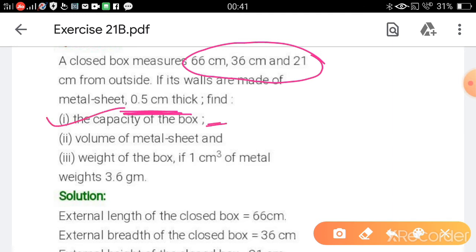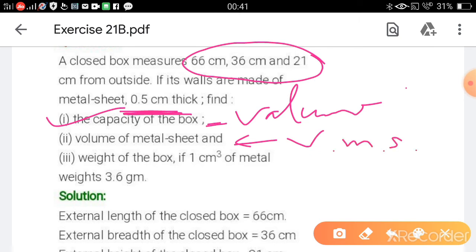We have to find the capacity of the box. That means we have to find the volume. Then volume of the metal sheet. Then weight of the box, if 1 centimeter cube of metal weighs 3.6 gram. So we have to find the weight also. These three things we have to find.